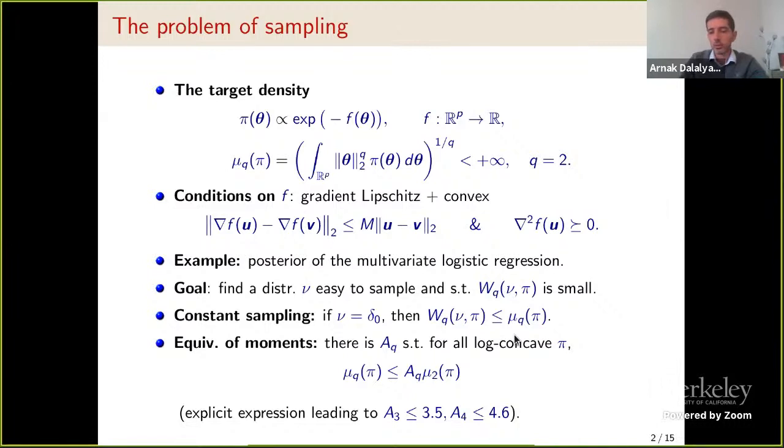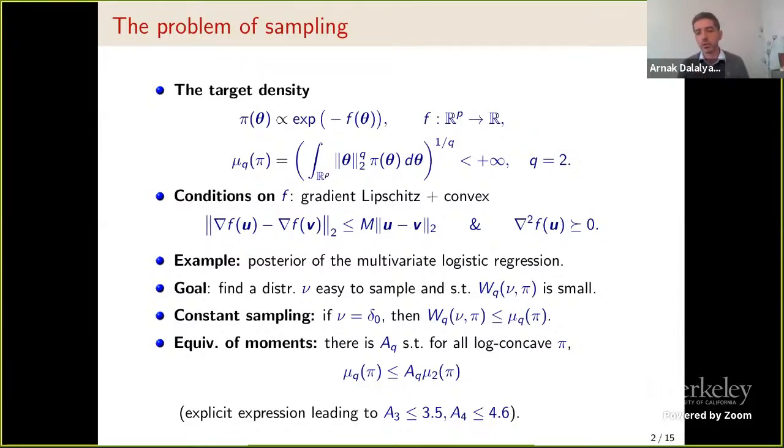I will go back to this point in a few slides, but the goal that we will have here is to get an accuracy which is epsilon times the accuracy of this naive sampler.